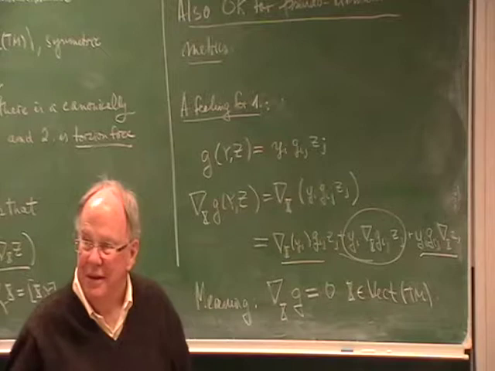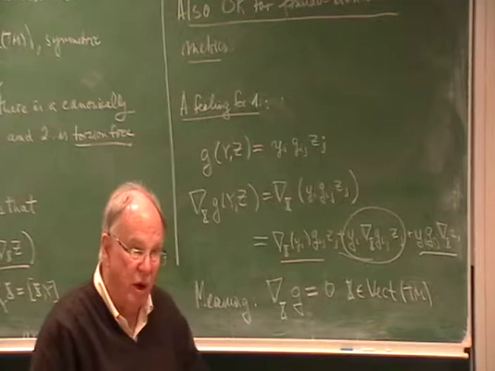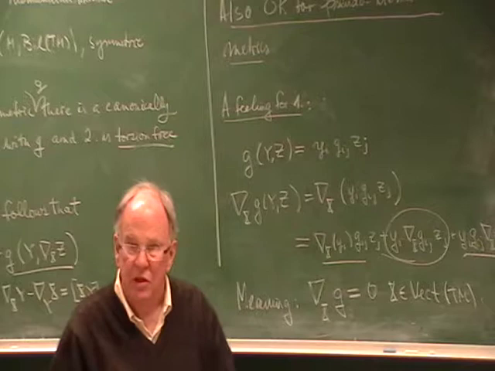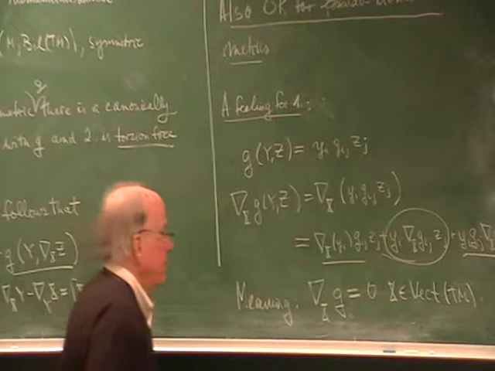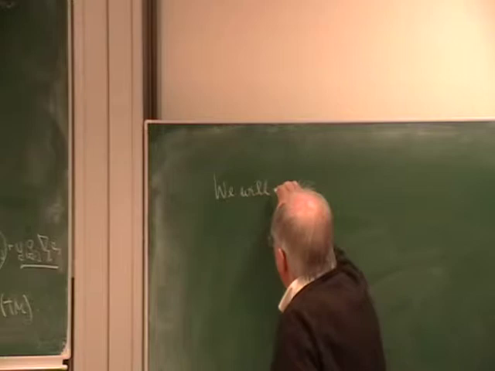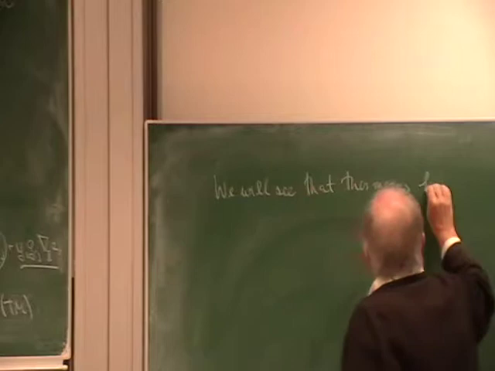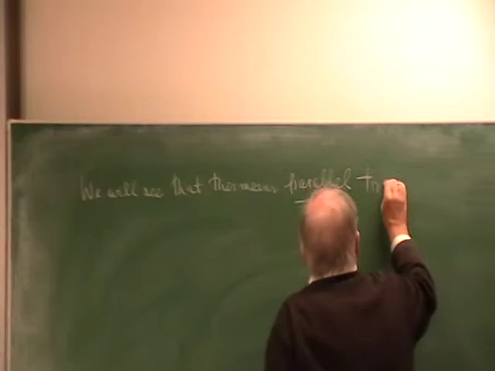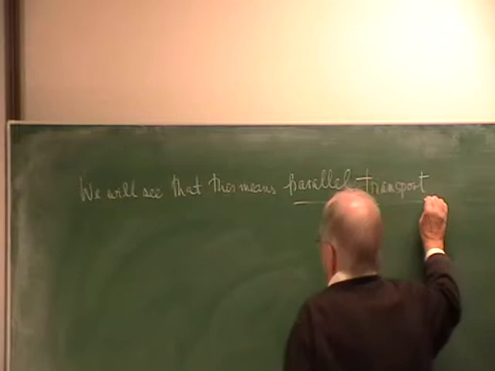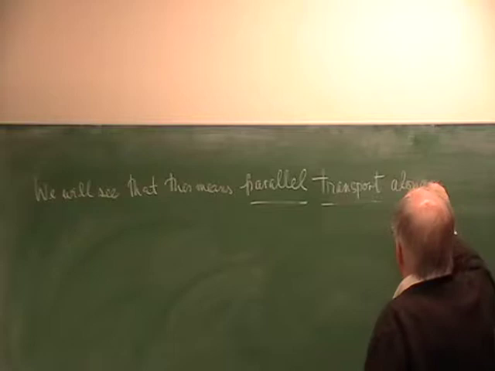I mean, come on, this can't be too bad, because if you have a connection on the tangent bundle, you have a connection on the dual bundle just by duality, you just write it down. And then you have a connection on any tensor product. So you have a connection on the space of bilinear forms. So you have what that thing means. I haven't talked about it yet, I will. We will see that this means parallel transport says the metric doesn't change with respect to the connection. So parallel transport along a curve is an isometry.